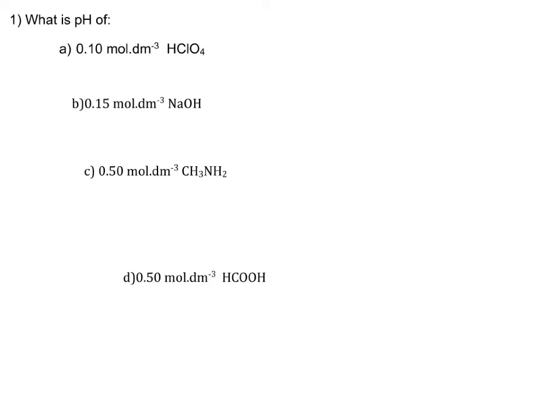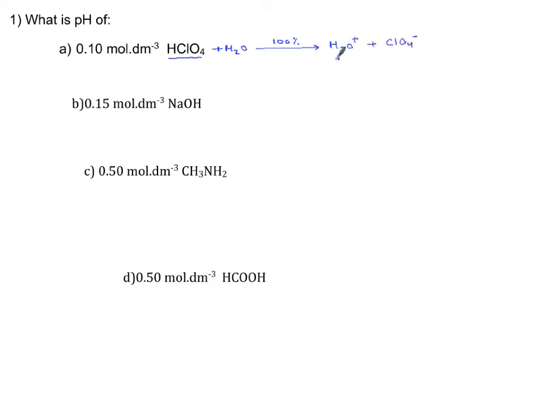So these are typical questions you should expect on Wednesday. What is the pH of the following? The first example is perchloric acid. You should know your strong acids versus weak. This is an example of a strong acid, therefore it dissociates 100%. It gives you hydronium, H3O+, plus perchlorate.